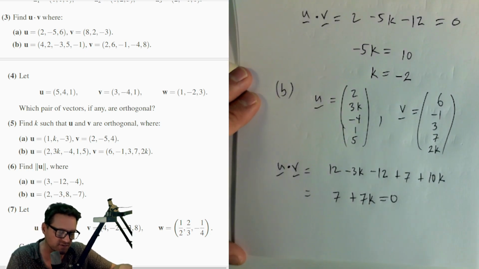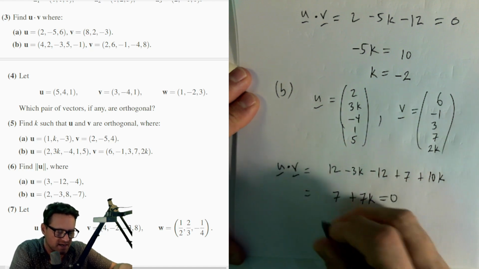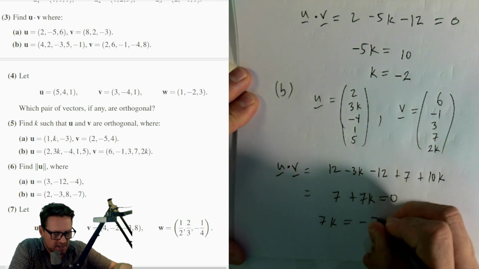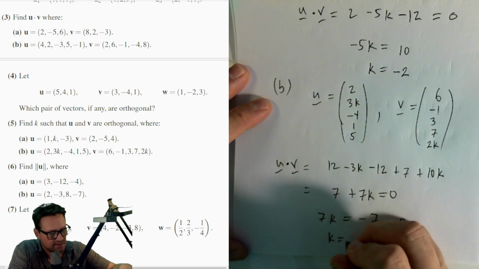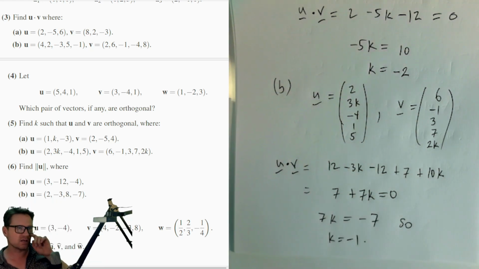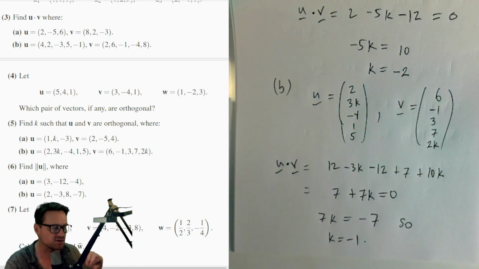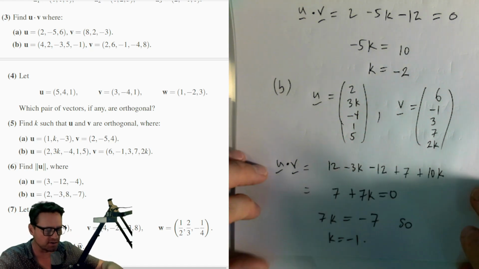So solving this for k, let's take that 7 over to the right-hand side. We have 7k is minus 7. So dividing throughout by 7, k is minus 1. So if k is equal to minus 1, then the vectors u and v are orthogonal.